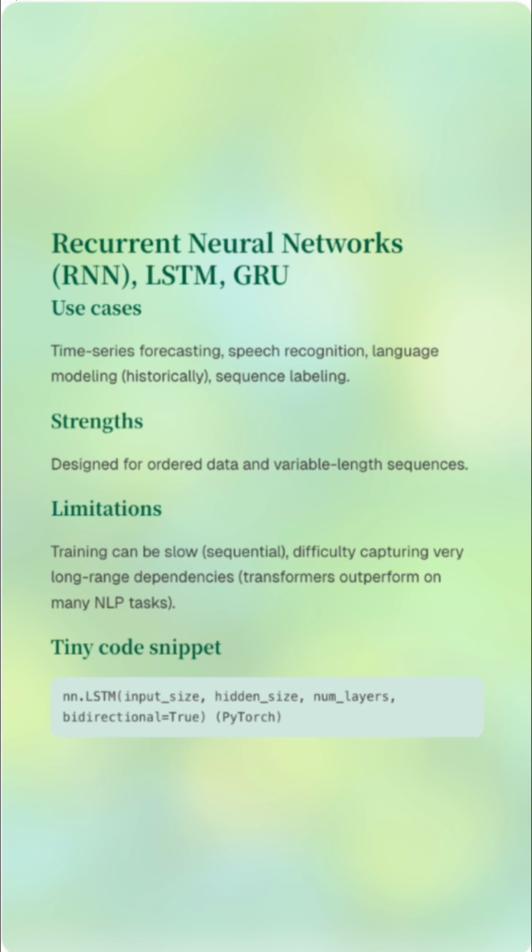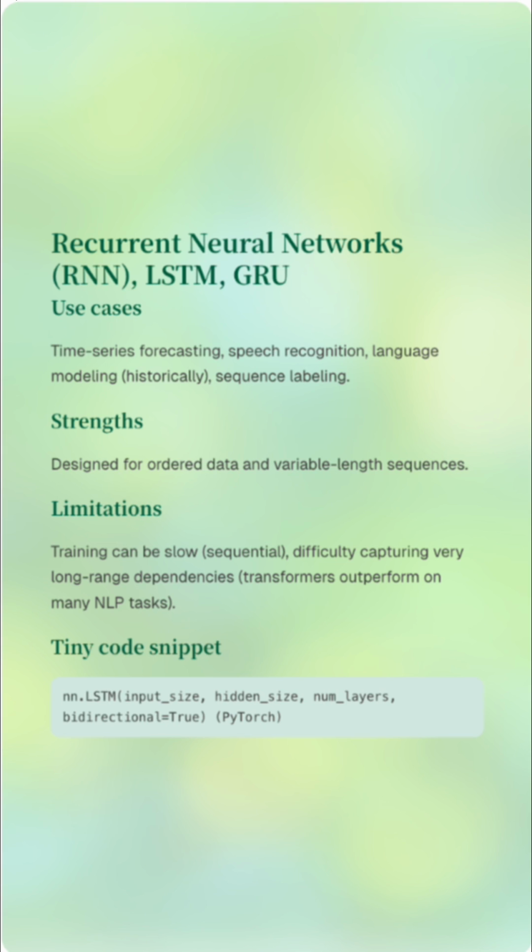Imagine you're trying to predict the next word in a sentence or the next note in a song. You need a model with a memory. This is exactly what recurrent neural networks, RNNs, LSTMs, and GRUs were built for. They were the go-to solution for any sequential data, from forecasting stock prices and transcribing speech to building the first powerful language models. Their architecture is inherently designed for order and can flexibly handle sequences of any length, which is a huge advantage. But that sequential processing is also their biggest weakness.